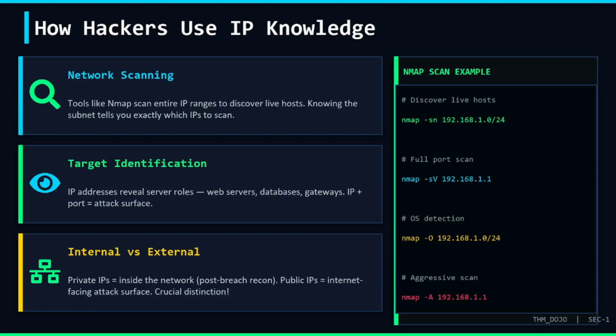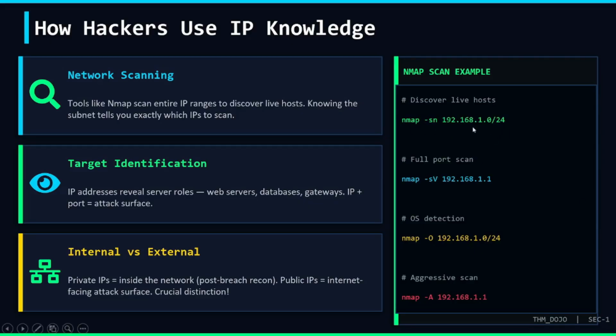How do hackers use IP knowledge? They use tools like Nmap. First one is network scanning. Tools like Nmap scan entire IP ranges to discover live hosts. Knowing the subnet tells you exactly which IP addresses to scan. Target identification: IP addresses reveal server roles, web servers, databases, gateways. IP plus port equals attack surface. Internal versus external: private IPs equal inside the network, public IPs equal internet-facing attack surface. Crucial distinction. So here are some examples of Nmap commands.